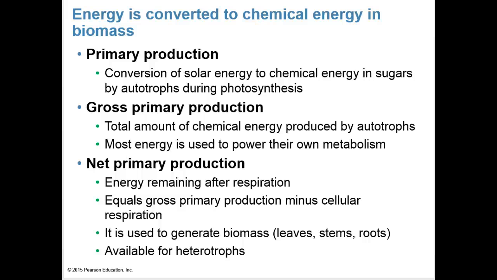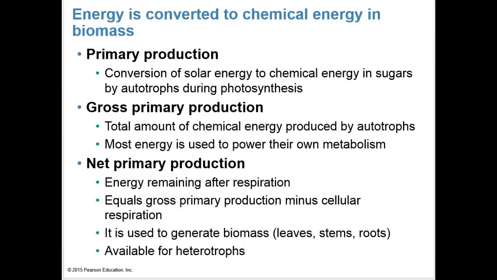Gross primary production is the total amount of chemical energy produced by autotrophs. So it's the total amount of photosynthesis that they're doing for us, but measured in biomass. Think of it like money, like a paycheck. Your gross pay is the total amount that you make. But, of course, some taxes have to be taken out of that. So what you take home then is the net primary production, or your net paycheck.